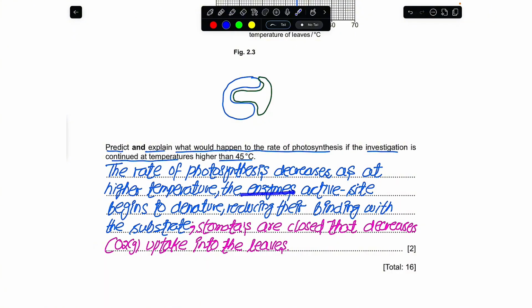The reason is that the enzyme's active sites would begin to denature, and their binding with the substrate would decrease. As an alternative valid point, when the temperature is so much higher, above 45 degrees centigrade, the plants would start conserving water, so they would close their stomata. And when the stomata are closed, the CO2 uptake into the leaves would decline, and that would again result in a lower rate of photosynthesis.